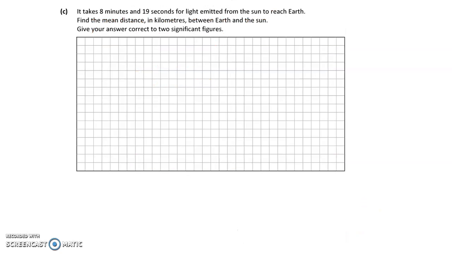Moving on to part C for 10 marks. We have a question where we've been given a time. We already know the speed, and we're asked to work out the distance. So this is bringing in your understanding of Dad's silly triangle, basically the relationship of distance, speed, and time. So distance is equal to speed multiplied by time. We know what the speed is. We're given in meters per second that it is 299,792,458, and we multiply that by the time.